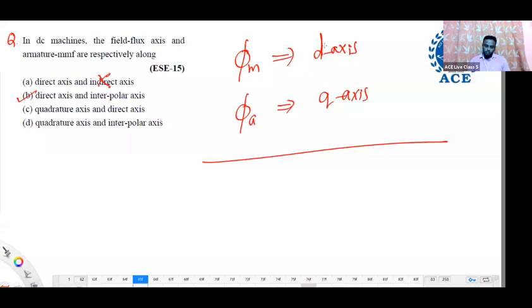In examinations we make mistakes here itself. Wherever the questions are very easy, those questions only we make mistakes. Direct axis, and we don't observe what this is. Indirect axis we don't have. Direct axis, quadrature axis, or direct axis, Q axis we call interpolar axis. So this is correct.